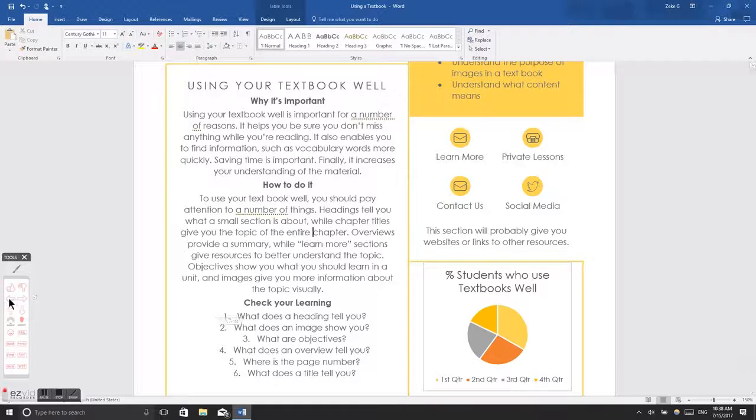So it's time to check your learning. At this point, you should be able to answer these questions. First, what does a heading tell you? Second, what does an image show you? Third, what are objectives? Fourth, what does an overview tell you? Fifth, where is the page number? And sixth, what does the title tell you? If you want, you can pause this video and try to answer those on your own, or even type your answers into the comments.